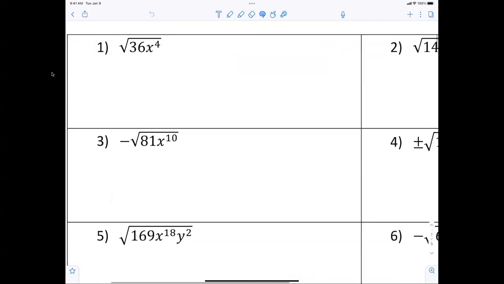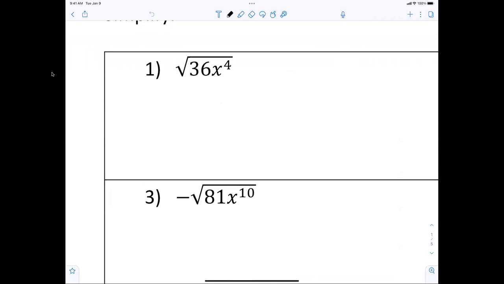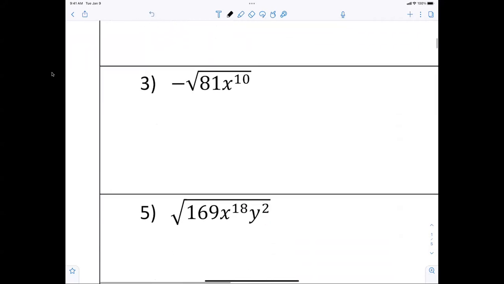All right, number one. Here we go. David, what's number one? Yep, here we go. What's the square root of 36x to the fourth? You are amazing. 6x squared. All right, Luca, number three.